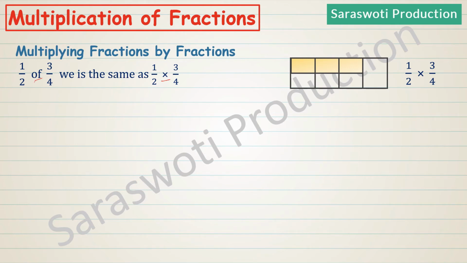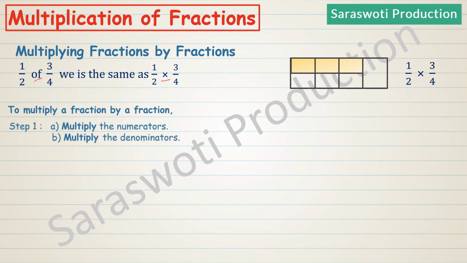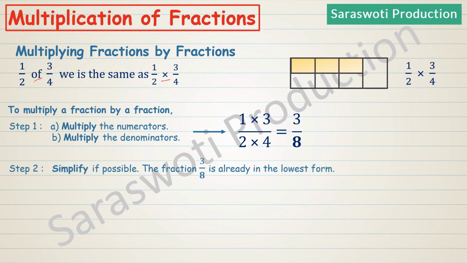Yes? To multiply a fraction by a fraction, step number 1: multiply the numerators and multiply the denominators. So we have here 1 into 3 is equal to 3, divided by 2 into 4 is equal to 8, giving us 3 by 8 as the answer. Step number 2. Simplify if possible. Now the fraction 3 by 8 is already in its lowest form.